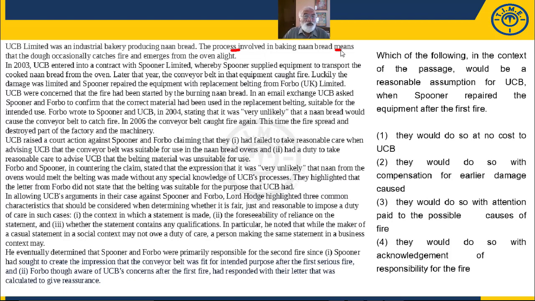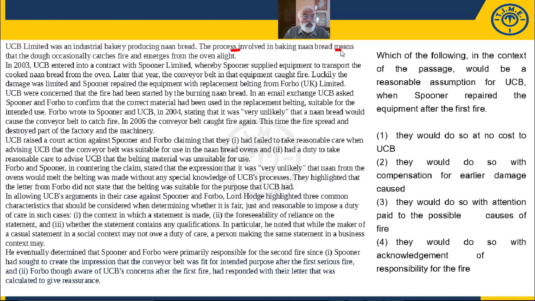So if they supplied equipment to transport, it means that this was an automated process where people were not drawing the naan out of the oven, but the equipment was bringing it out. Later that year, the conveyor belt in the equipment caught fire. So we understand something else. We realize that the equipment contains a conveyor belt on which the naan obviously comes out from the oven.